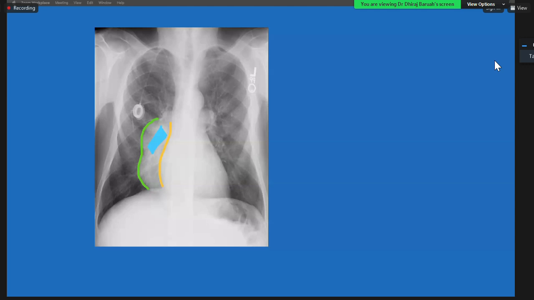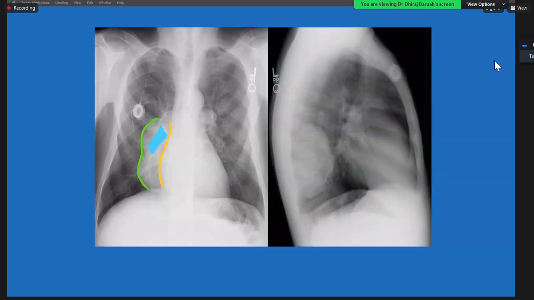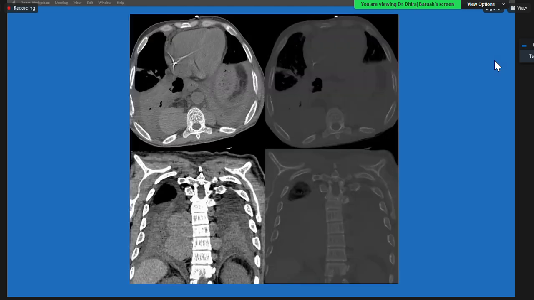So this is the hilum overlay. Okay. So you see the pulmonary artery. So it will have to be in the posterior mediastinum. So if you look at the lateral, you see it in the posterior mediastinum. If you look at the bones, you know that this is a diagnosis of extramedullary hematopoiesis. So that way you can identify where the lesion is localized.